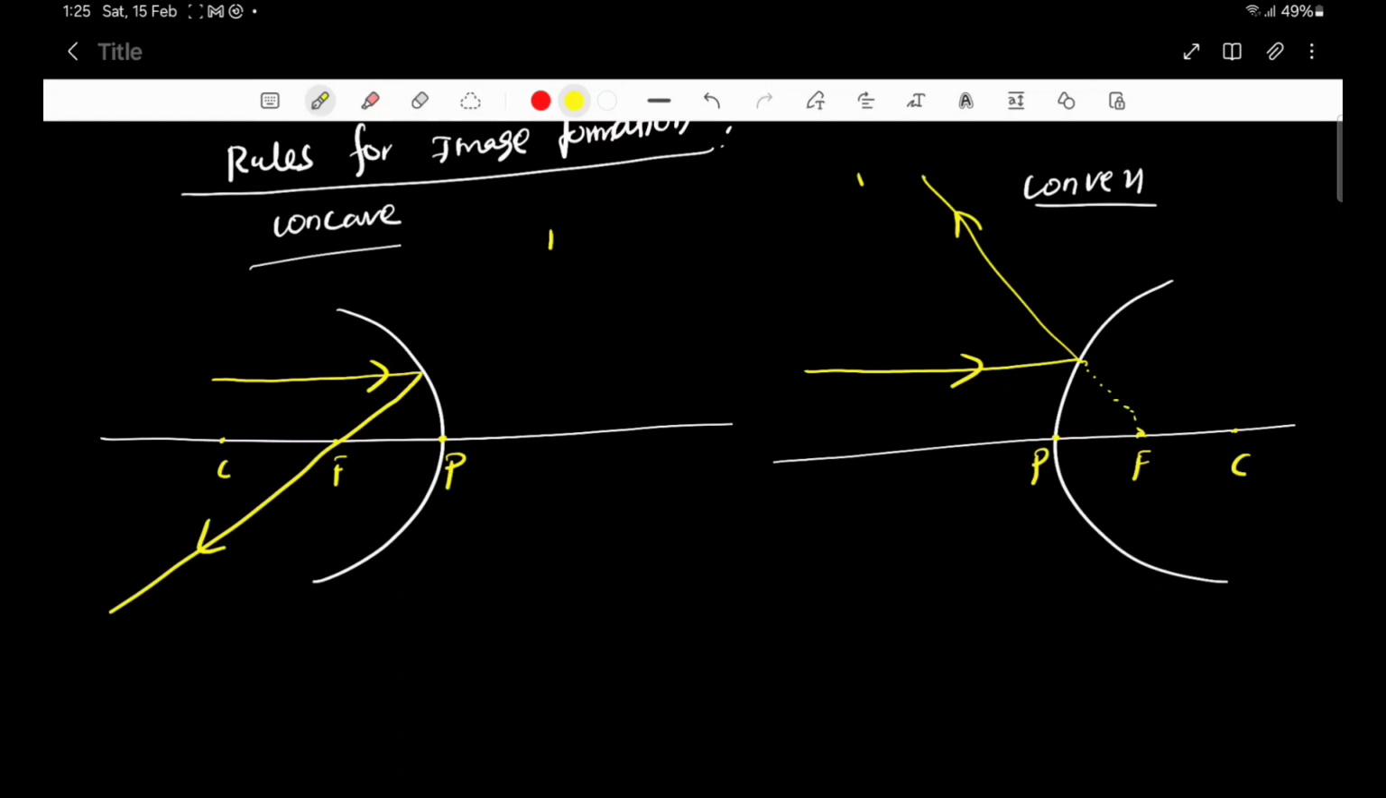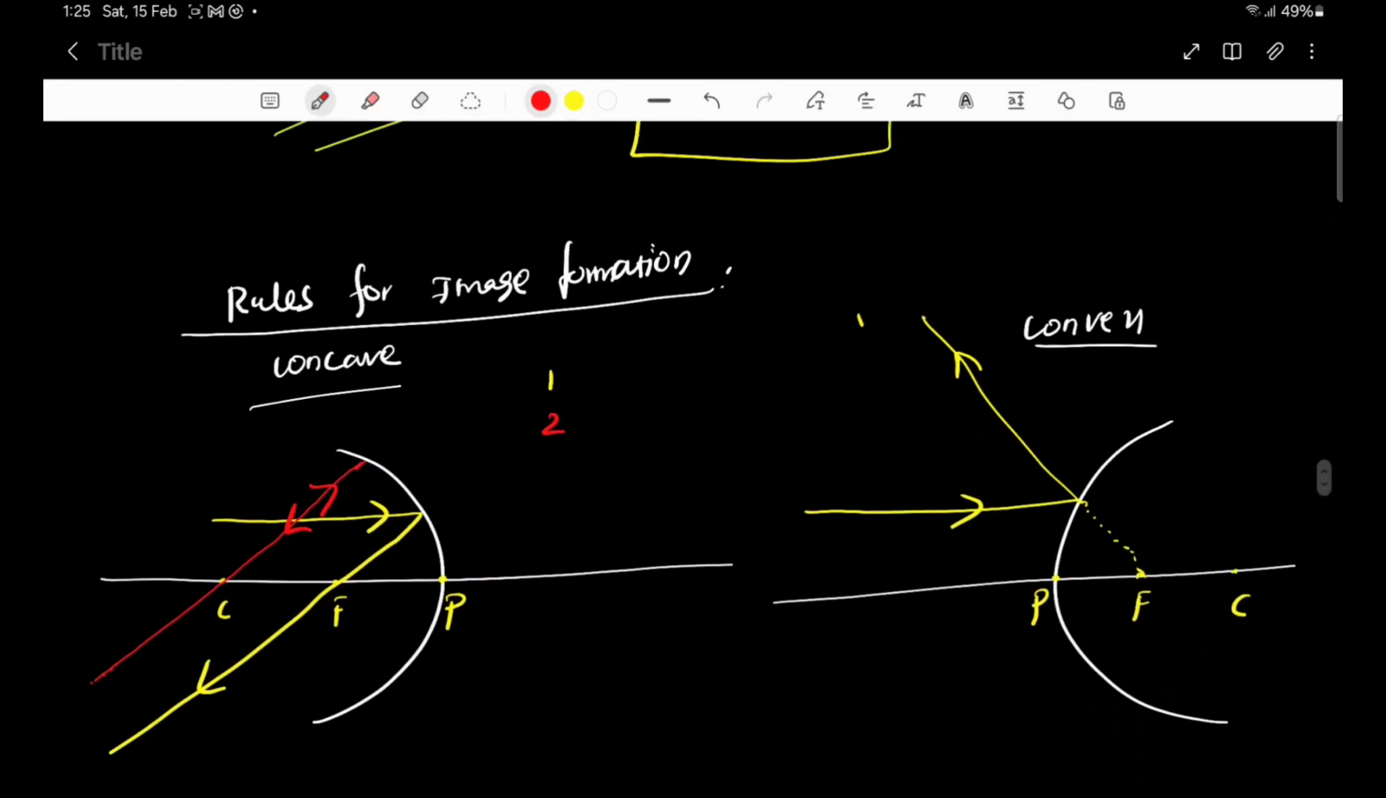Okay. Now we can see rule 2. If any light ray is directed towards the center of curvature, and if it meets the concave mirror, after getting reflected, that light ray will exactly retrace its own path. It's rule 2. Okay, and we can draw the same rule for the convex mirror also. If any light ray is directed towards the center of curvature, after getting reflected, that light ray will retrace its own path. It's rule 2.